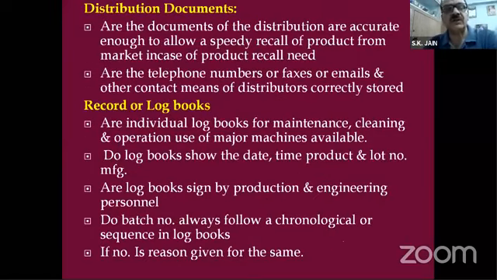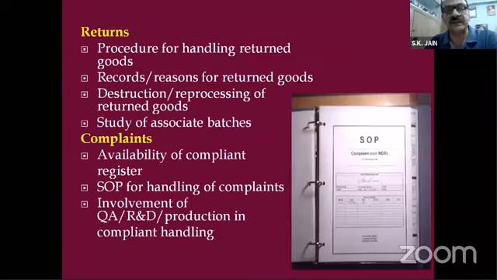Then distribution record, then record for log books, all this should be maintained. Returns: if some goods are returned, then we must have a record and SOP for the returns also, right? And how will you handle the returns? Then complaints, how will you handle the complaints? We must have a record of the complaints and the SOP for handling of the complaints, right? And how you are handling the complaints.